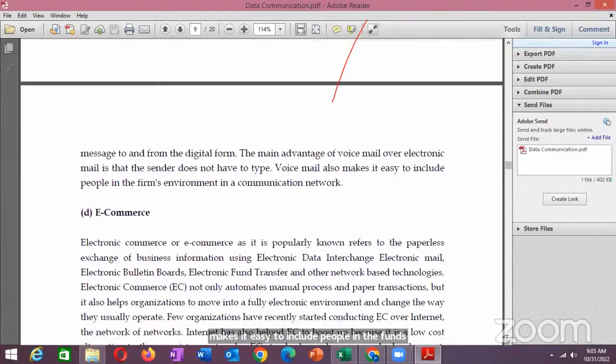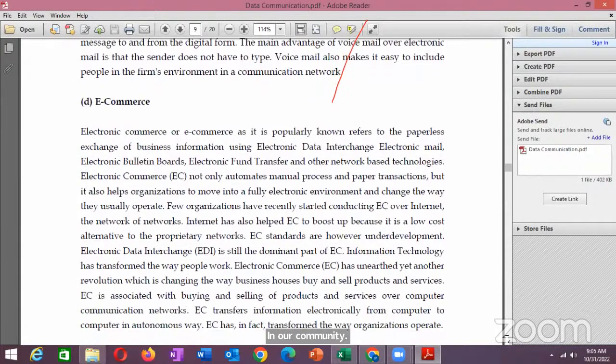in a communication network. Then we have e-commerce, electronic commerce as it is popularly known. Electronic commerce refers to the paperless exchange of business information using electronic data interchange, electronic mail, electronic bulletin boards, electronic fund transfer, and other network-based technologies. Electronic commerce not only automates manual processes and paper transactions, but it also helps organizations to move into a fully electronic environment and changes the way they usually operate.